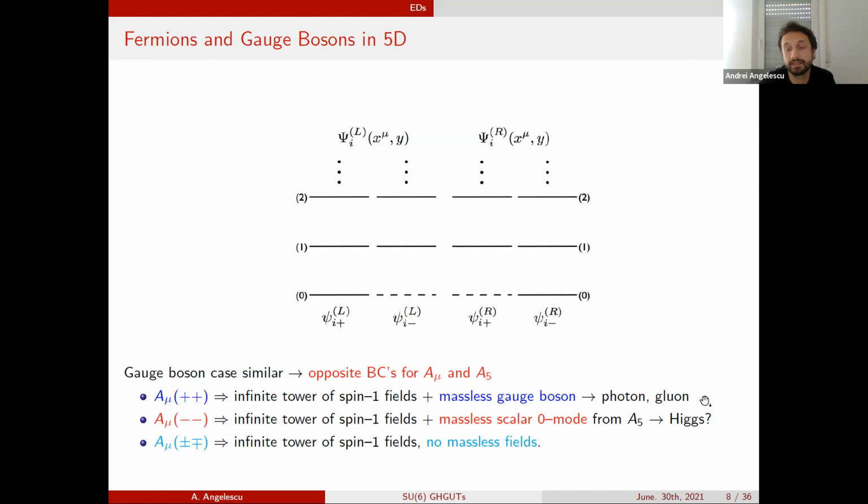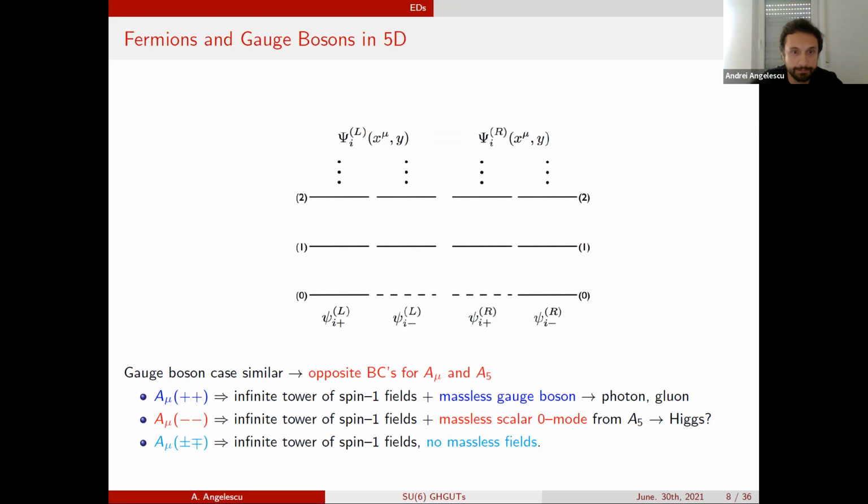So that's useful for introducing the photon or the gluon, the massless gauge bosons of the Standard Model. But if you assign minus minus boundary conditions for A mu, you get at low energy a massless scalar zero mode. That will also be helpful later, because in this way we can embed a Higgs. And with mixed boundary conditions, you get no massless fields. Also desirable if you have some 5D degrees of freedom, where you don't want to have any light counterpart.